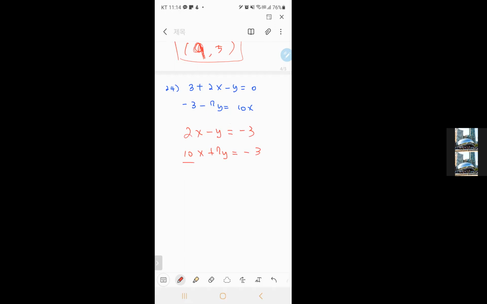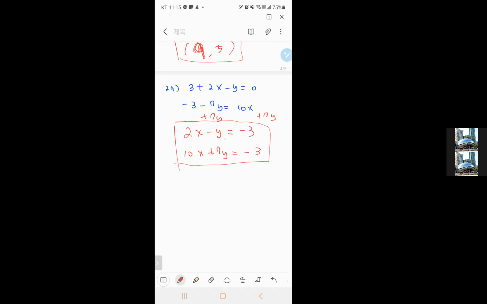Okay, how did I get this equation? I can add plus 7y on both sides. Right, so I would get minus 3 is 10x plus 7y. But because the equal sign means left and right are the same, I can just switch left and right and get this equation. Right, so with that said, now I have to work with these two equations.